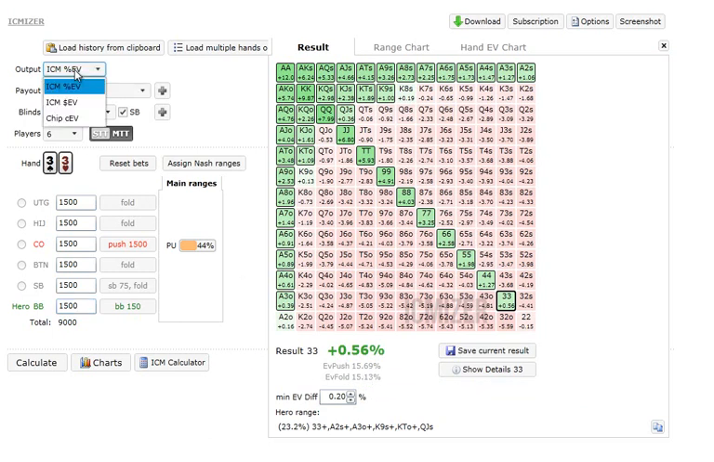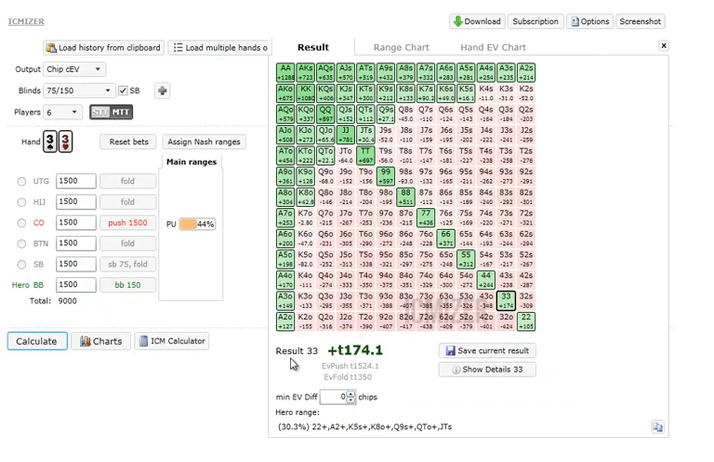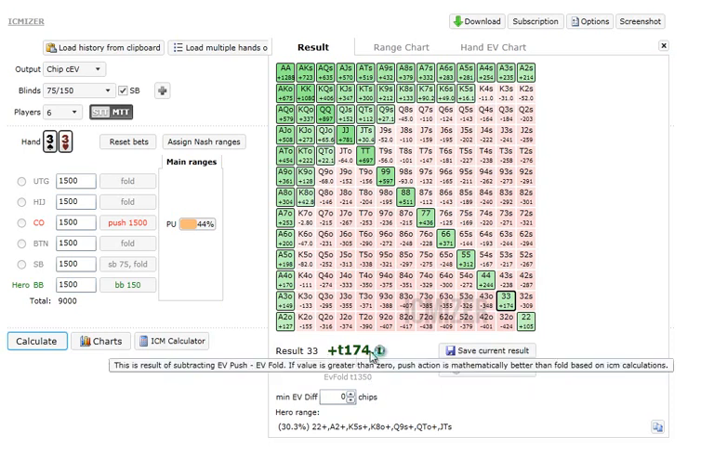We can see more clearly if we go in chip mode. In this case, you can see very clearly, if you fold it is 1,350 chips, and if you push, your expectation would be 1,524 chips. That's a lot. Yeah, so the difference is pretty big, almost 175 chips. Wait, so this is the same hand range and it's 175 chips? Yeah, you can see the difference is shown here.